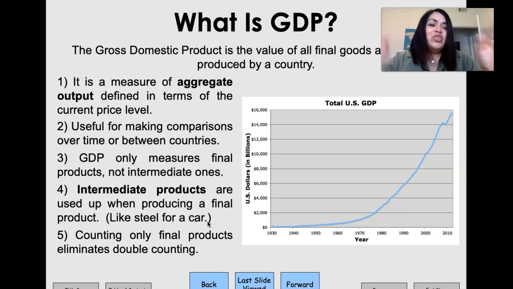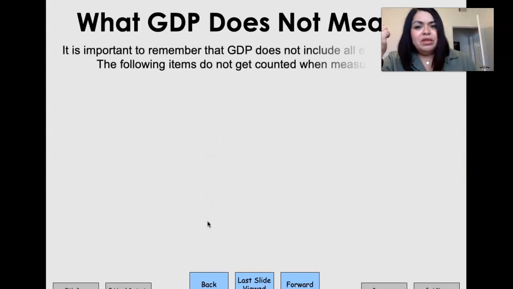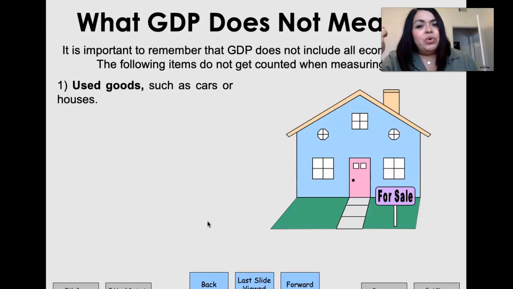You can't count that. The only thing that's going to be counted into GDP is a brand new final car sale. That's it. Also, if you go out and buy a used car, that's not counted. It's the final brand new product. Okay? And we'll get to why in just a second. So it does not include used cars. Like I just said, if you go out and buy a used car, that's not included in GDP. That's just considered an intermediate activity.